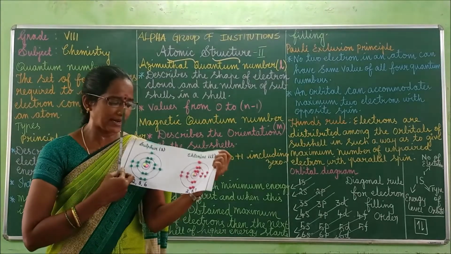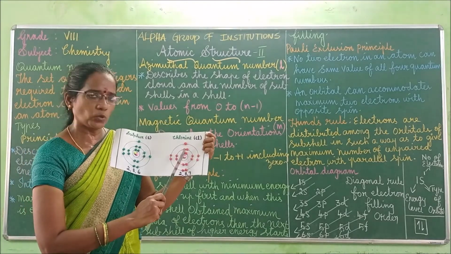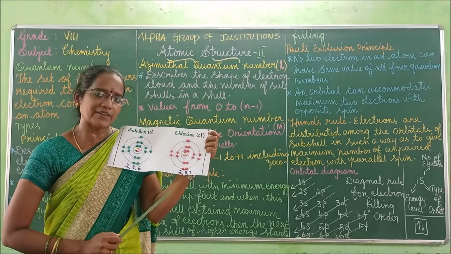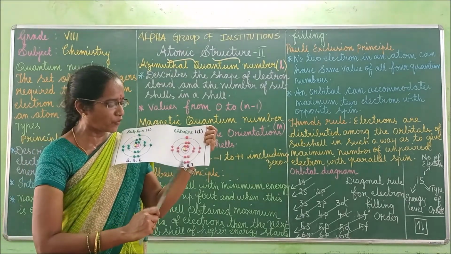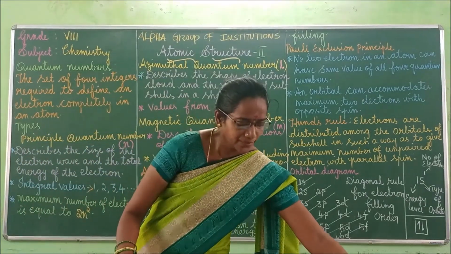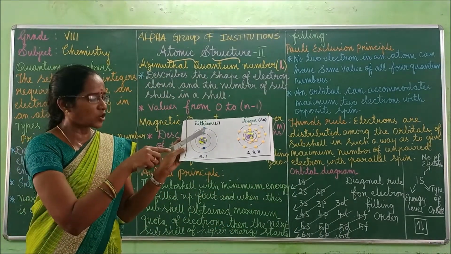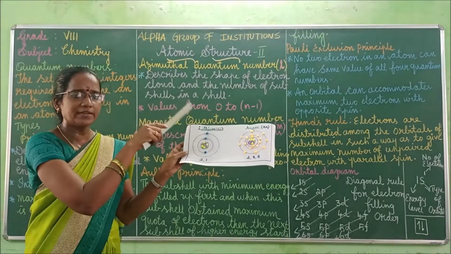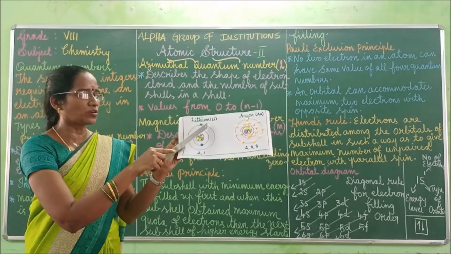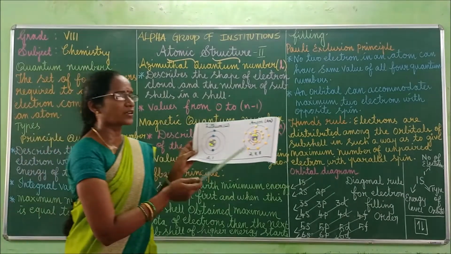Next one is the chlorine element. Atomic number of chlorine is 17. In the first orbit, 2 electrons. Second orbit, 8 electrons, and in the outermost orbit, 7 electrons are present. 1, 2, 3, 4, 5, 6, 7. So 2, 8, 7. Next one is lithium element. Atomic number is 3. In the first orbit, 2 electrons. Already we saw, isn't it? Maximum 2 electrons can be accommodated in the first energy level. And in the outermost orbit, 1 electron is present. So 2, 1.